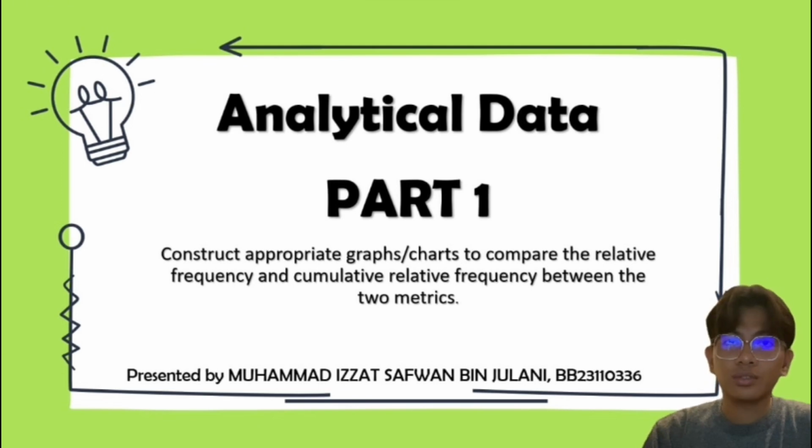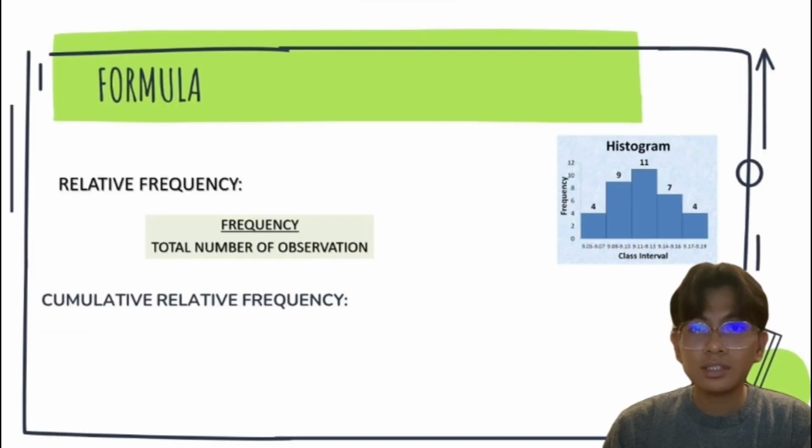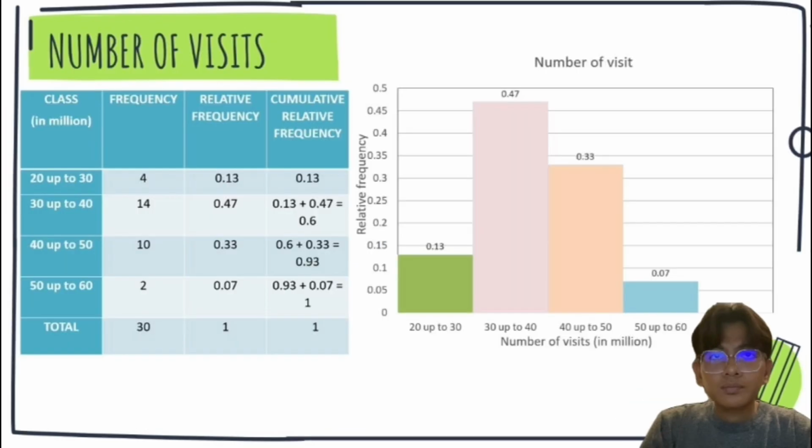Today I will present my own part, which is part 1. The question is to construct an appropriate graph or chart to compare the relative frequency and cumulative relative frequency between the two metrics. First, this is the formula to find relative frequency, which is frequency divided by the total number of observations, and for the cumulative relative frequency we just add up the relative frequency from the first class until the last class.